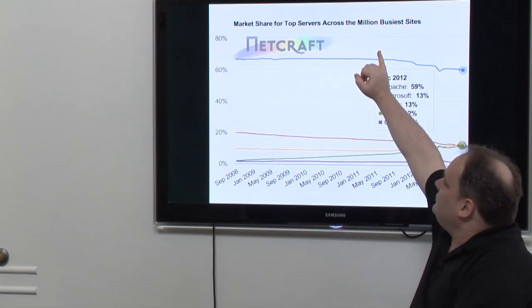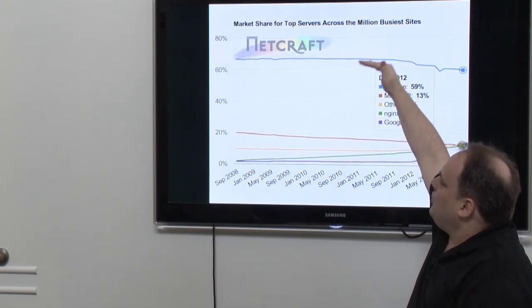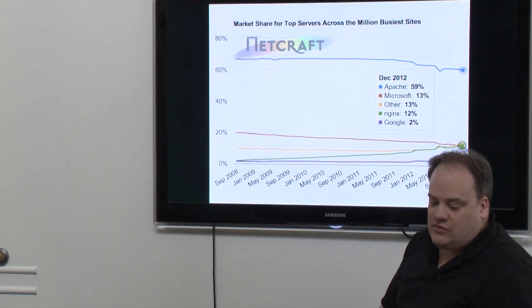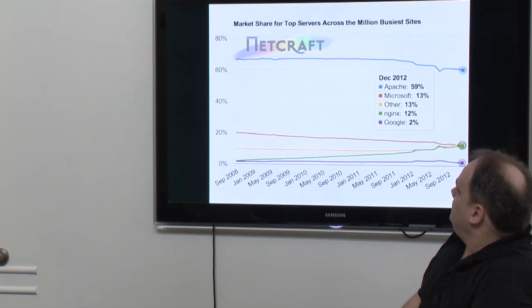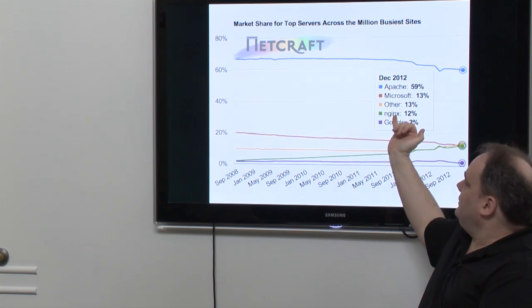Also, this is the million busiest sites. So when you look at all sites, Apache is even more dominant. But for busy sites, they're really hitting scalability limits. They have to replace Apache and go to something else. So all your professors, if they teach you solutions with Apache, they really should be teaching at least Nginx as the starting point.